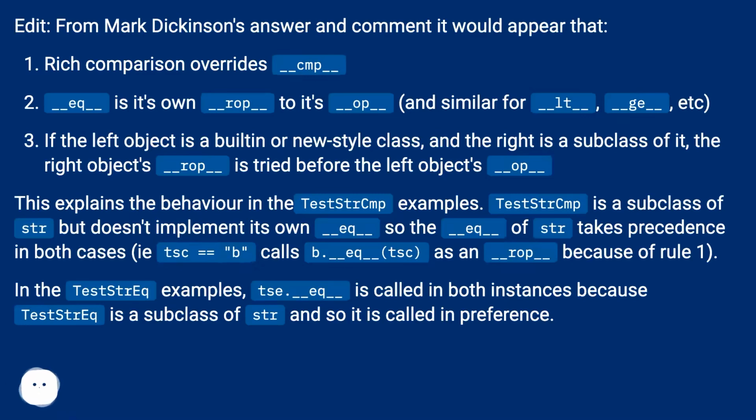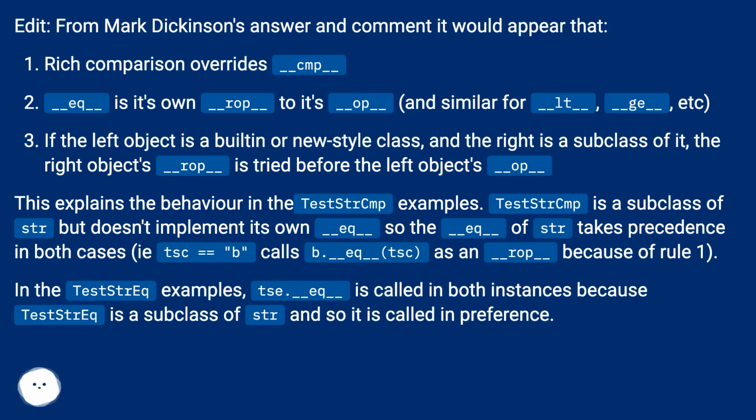Edit: from Mark Dickinson's answer and comment it would appear that rich comparison overrides __cmp__. __eq__ is its own __rop__ to its __op__, and similar for __lt__, __ge__, etc. If the left object is a built-in or new style class, and the right is a subclass of it, the right object's __rop__ is tried before the left object's __op__. This explains the behavior in the TestStrCmp examples.